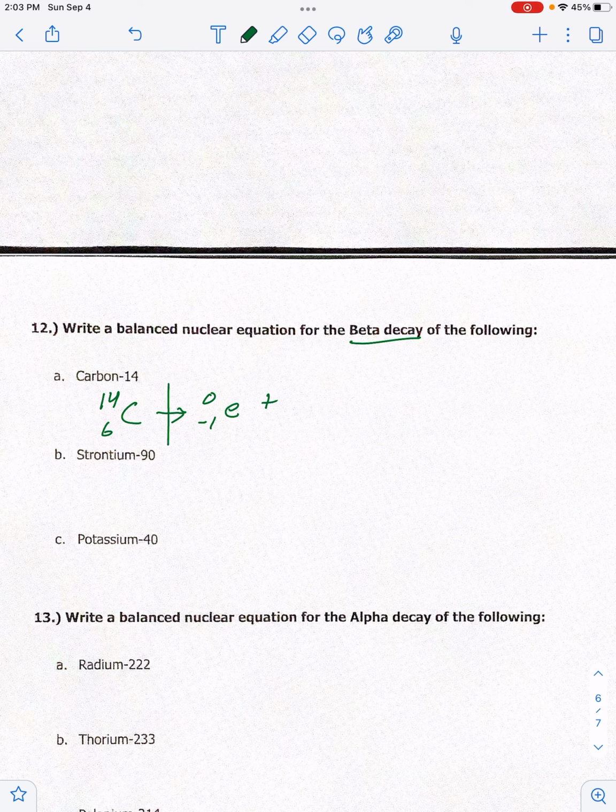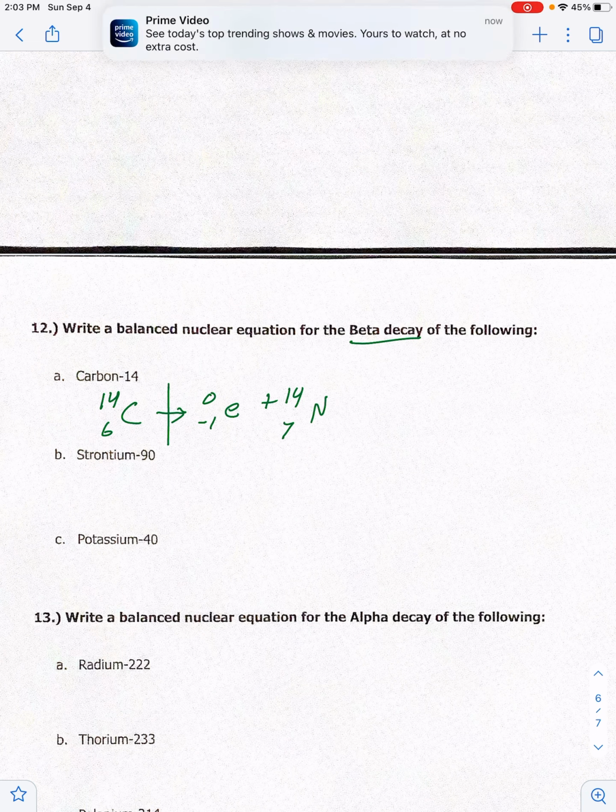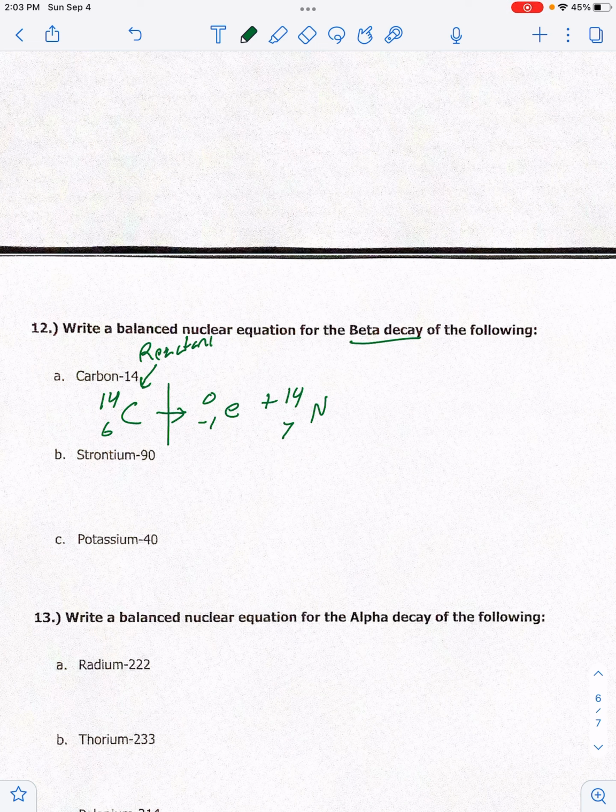If you need to, draw a wall right here. So what minus 1 would give me 6? That would be 7. What plus 0 gives me 14? That'd be 14. And if you look up 7 on the periodic table, that is nitrogen. And that means I am done. There's my answer. There's nothing else you need to do. If you need to check your math, you can. Now, a couple of terms I want to talk about: on the left side of the arrow, this is called reactants. We'll get more into that in other units. And this right side is called products because you are producing something different. So that is a simple beta one.